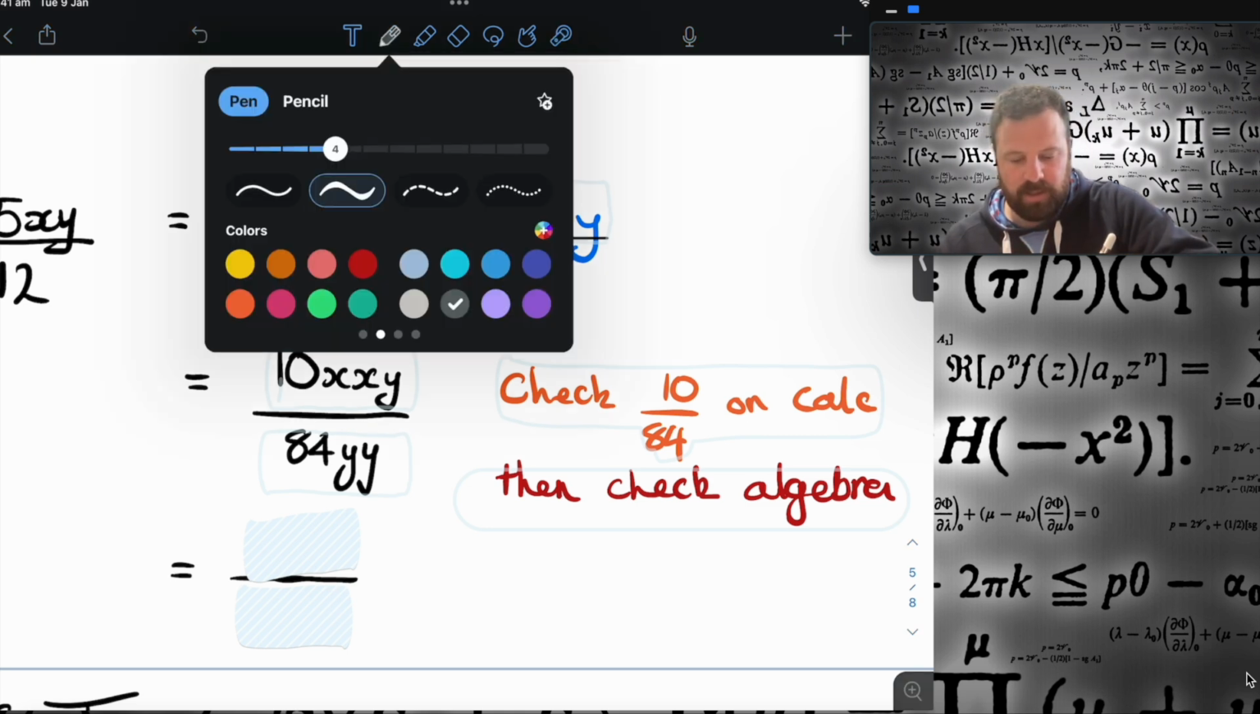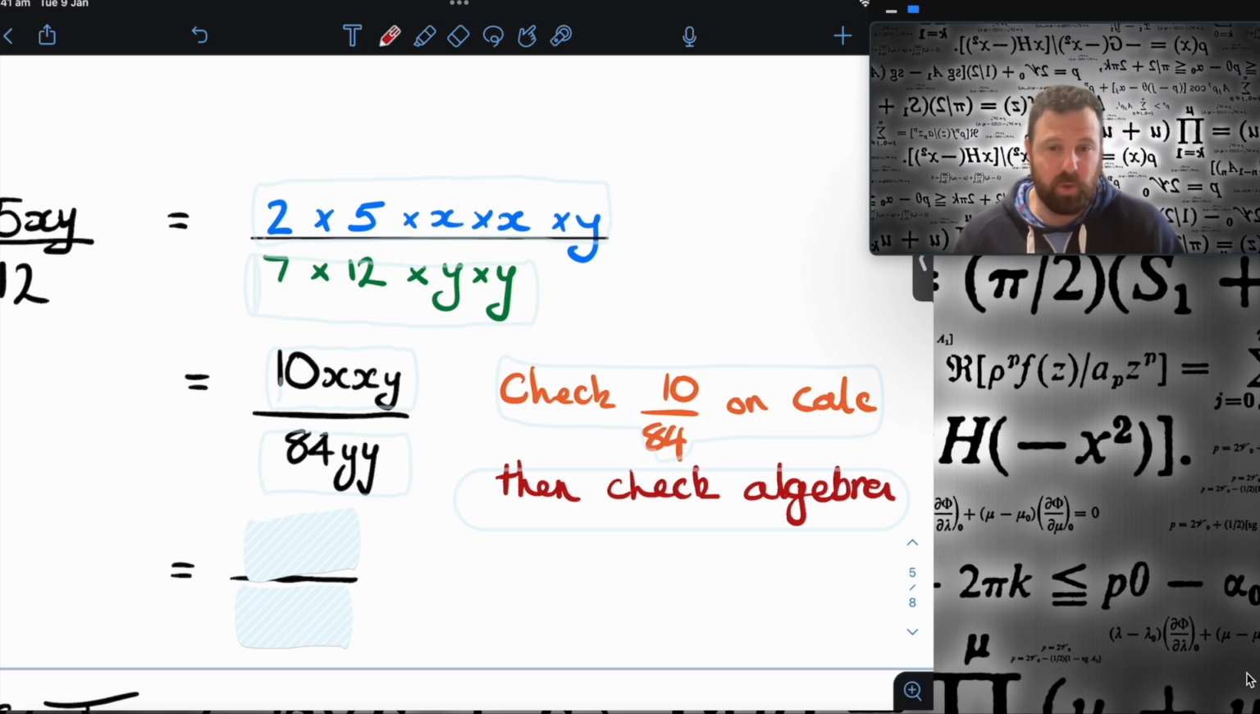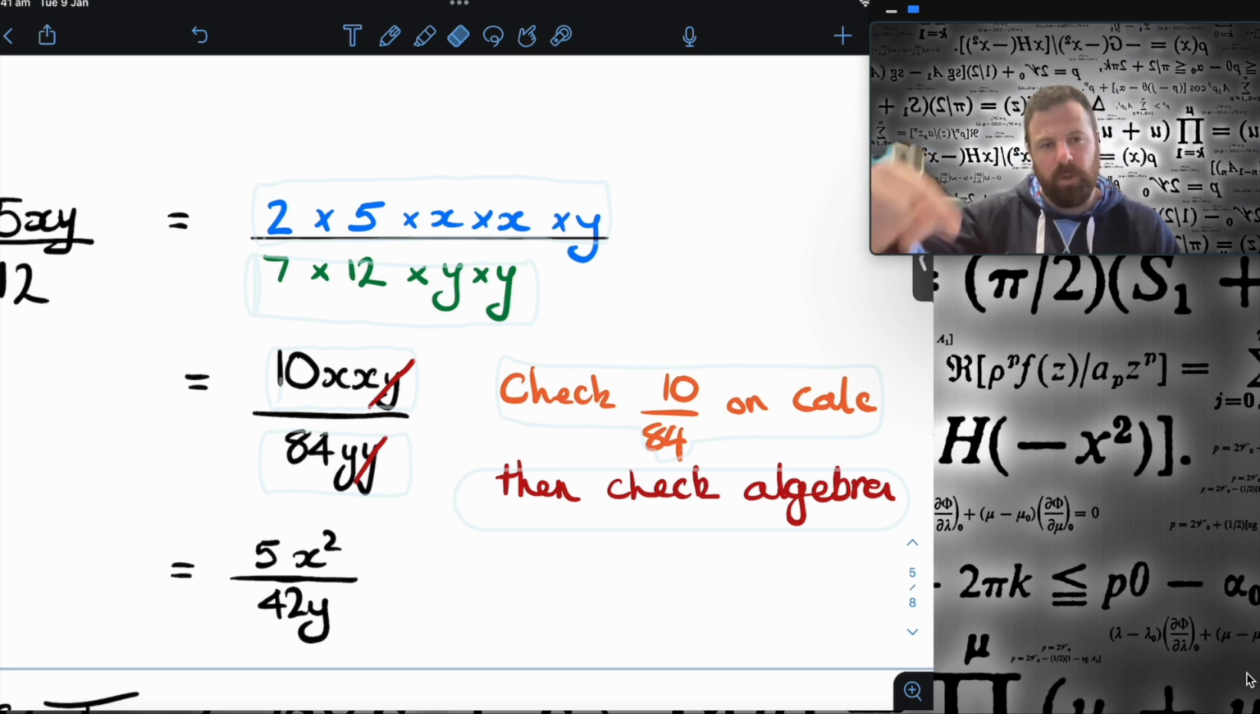Looking at the algebra, can I cross anything out from top and bottom? Is there anything that's matching? Well, there's only one set of matching, that is one y from the top and one y from the bottom. So I'm going to cross them out. Now I'm ready to write my final answer. We said that the 10 over 84 is going to become 5 over 42. We look at the x's. That's now x squared because it's x times x. So I write x squared. And then in the denominator, there is just one y left over in the algebra. So I'm going to write y.